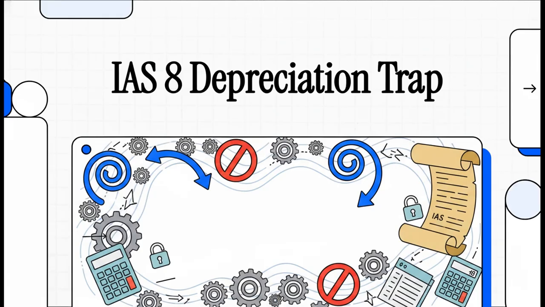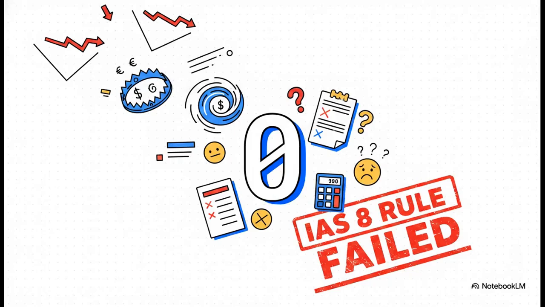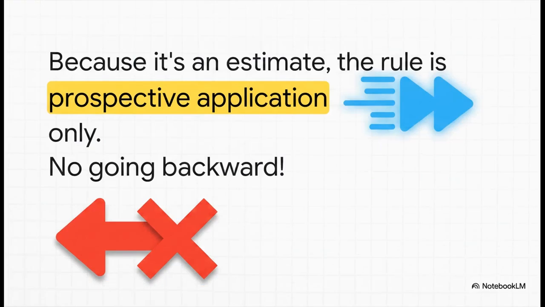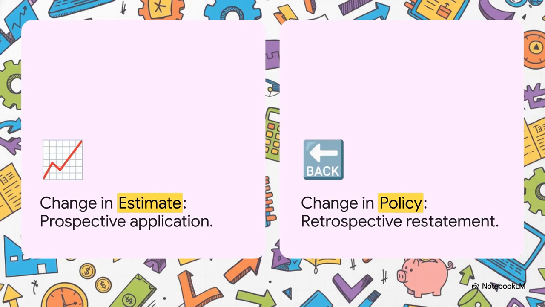Stop right there. Do not restate those depreciation changes. It's a massive exam trap. Fall for this and you score a 0. Seriously, so many students fail this specific FR rule. The secret to passing, you've got to remember depreciation is literally just an accounting estimate. Since it's an estimate, you only apply the change prospectively. No going backwards, guys. This is absolutely crucial.